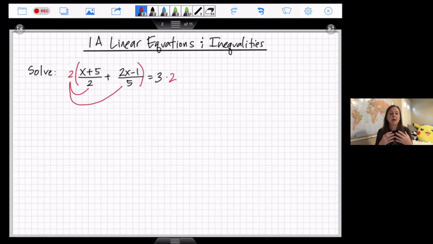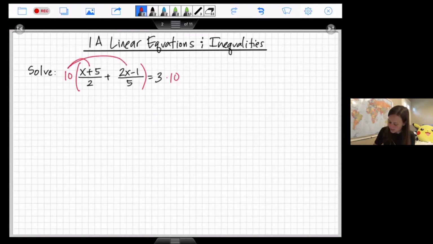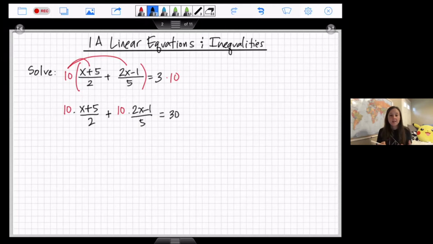Okay, so we're going to multiply by both 2 and 5 at the same time by multiplying both sides by 10. So we're multiplying by the least common multiple, or the common denominator of both of those fractions. So I'm going to distribute a 10 to both fractions. We're going to get a 10 times the first fraction, x plus 5/2, plus, and then the 10 goes to the second term, 2x minus 1/5. And then on the right, we'll just multiply 3 times 10 is 30. And then we'll let that 10 do its job.